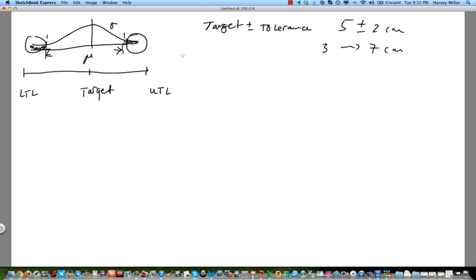Okay, so process capability, and we call it CP. So what we do in this case is that we expect for a normal distribution that most of the values to be within 6 standard deviations. All right, 6 standard deviations.